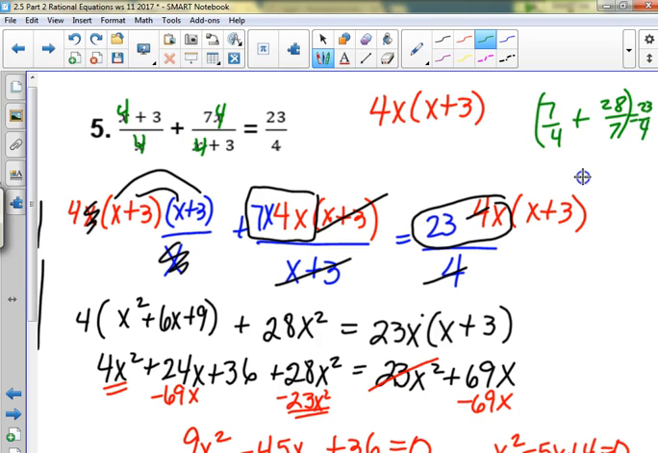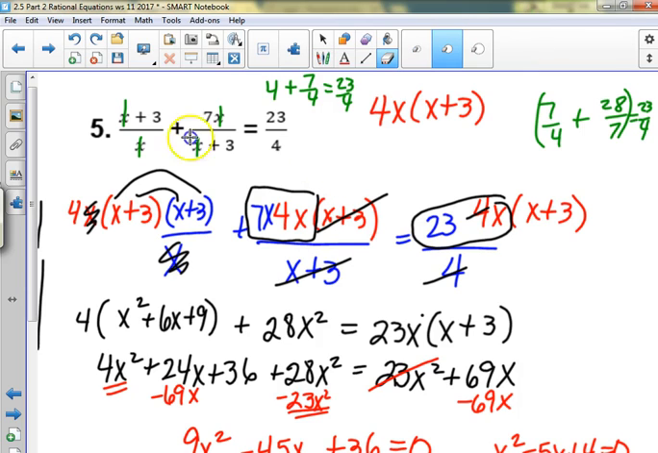You do? Okay. Then the other one I need to check was what? 1? Okay. So I'd have 4 plus 7/4 equals 23 over 4. Can you type that real fast? That'd be 6. Yeah, that works, right? I can do that in my head. All right, so they did work.